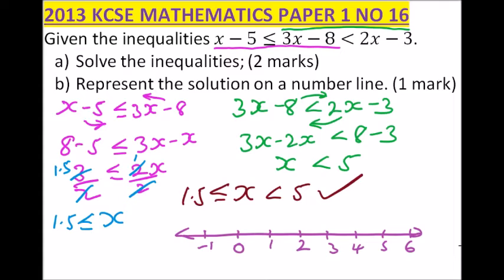So x can be 1.5, so what we do is we mark 1.5. It is inclusive, so you shade a small circle there, and x cannot be 5, it is less than 5, so it's not exactly 5. So you use an unshaded circle, and this is the range. This is how you represent that on a number line. So that is correct, and you get yourself 1 mark, the total of 3.